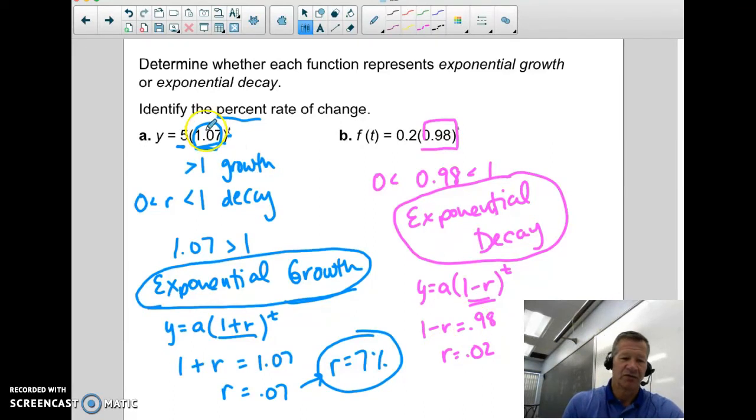So once again, when it's growth, we can take this bigger number minus 1. When it's decay, we can take 1 minus this number 0.98, and we get 0.02. And what is that as a percentage? Move the decimal over 2 spots, 2%. There you go. So growth of 7% and a decay of 2%.